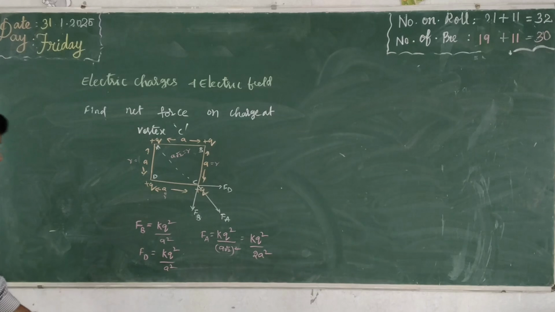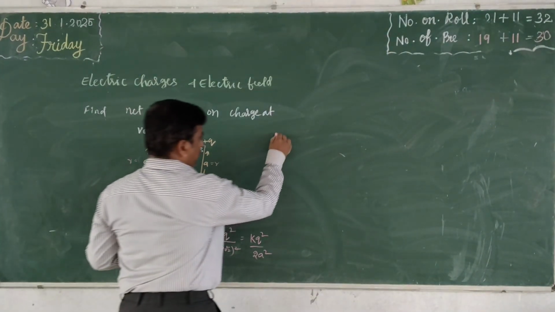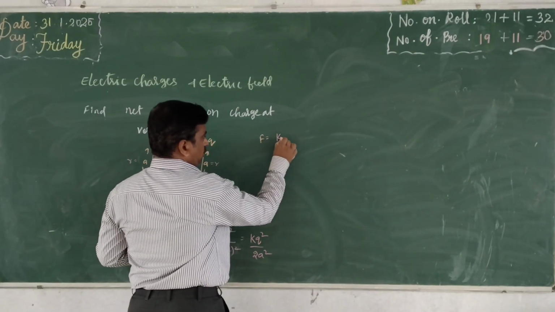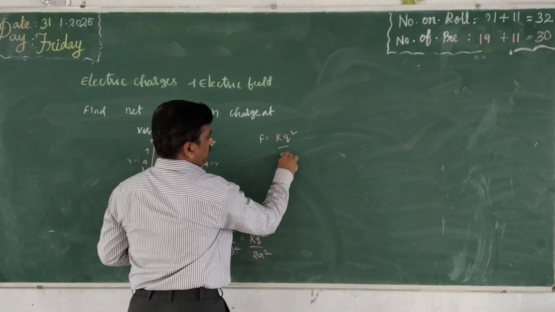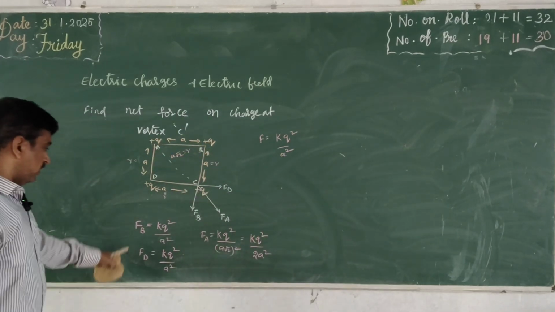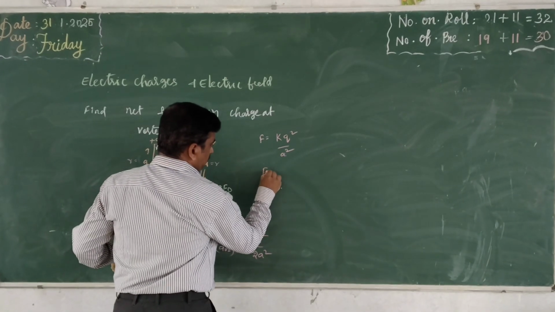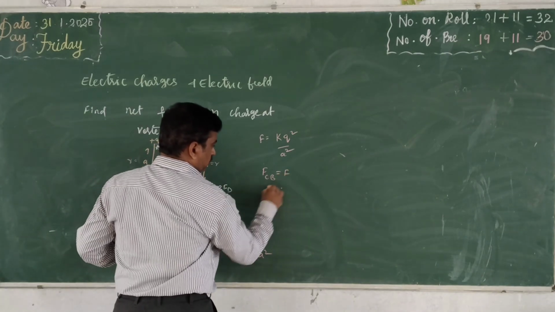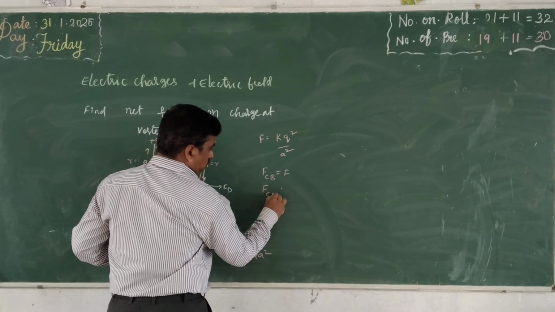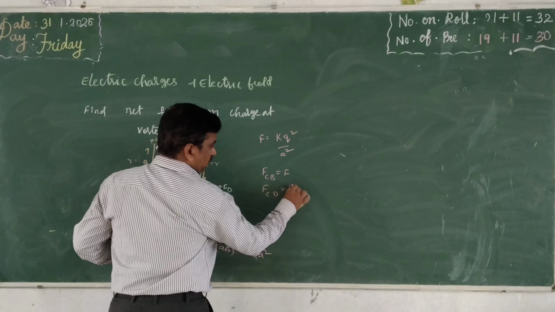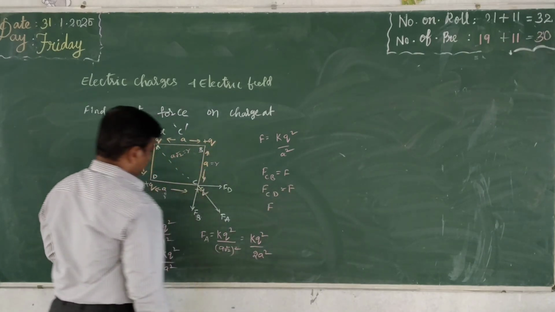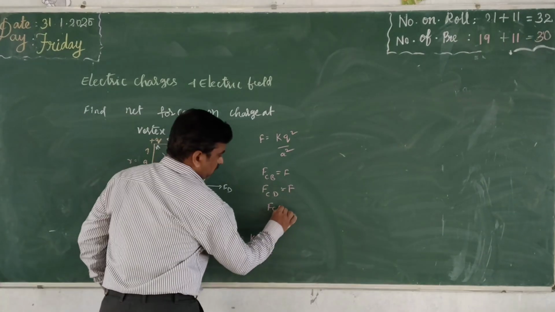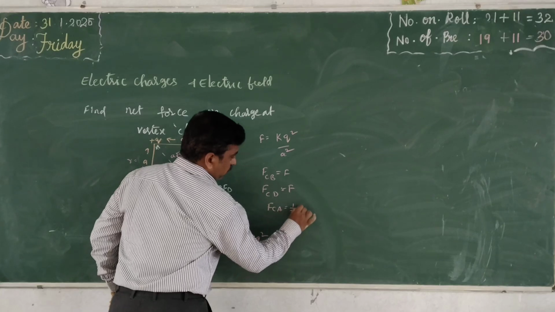Now we can take F equal to K q square by A square. Force on C due to B is F, force on C due to D is F, and force on C due to A is 1 by 2 F.